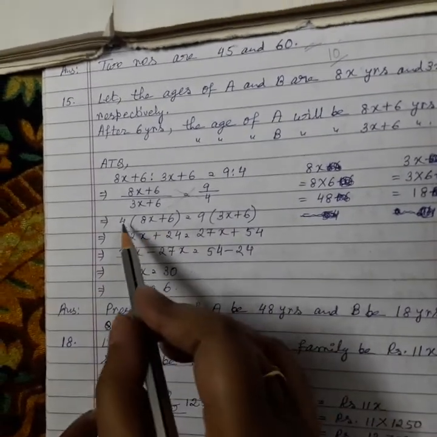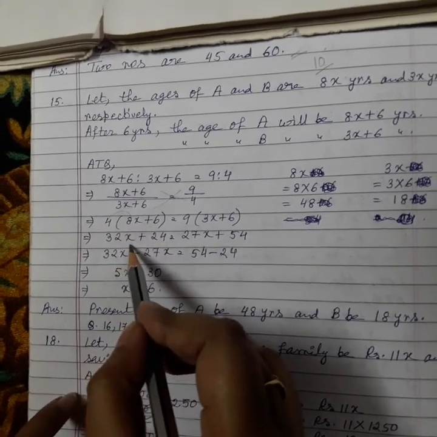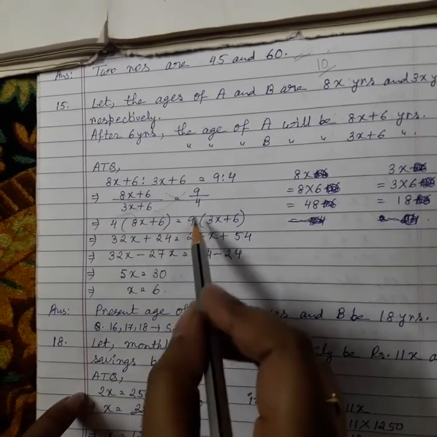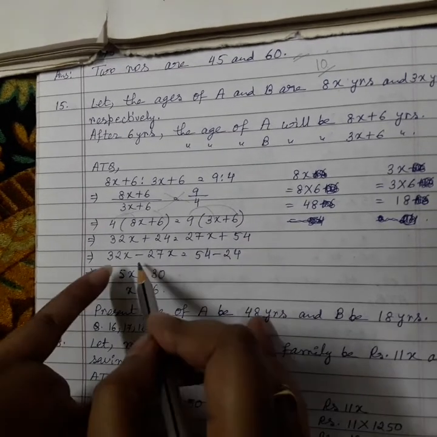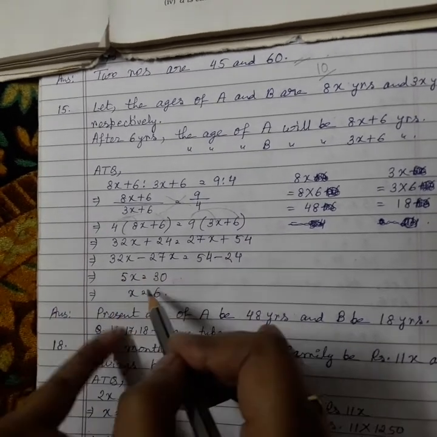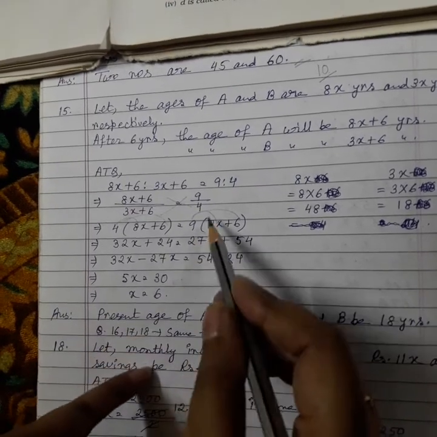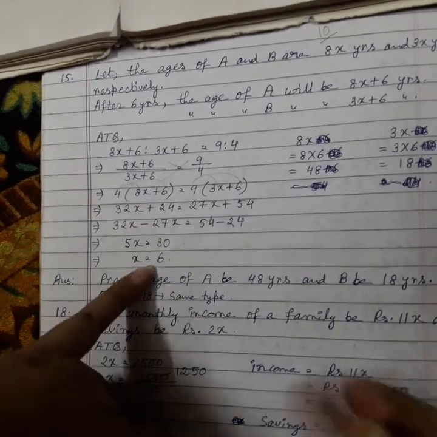Then just we have to split the bracket. 4 into 8x means 32x plus 4 into 6 means 24. 9 into 3x is 27x and 9 into 6 is 54. Then all x on the left side and all the constants on the right side. So it's coming x equal to 6. That calculation, the steps you know how you have to do.